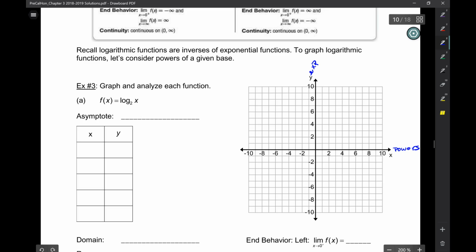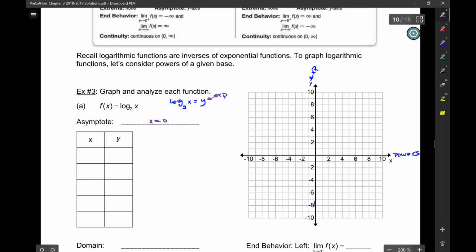If I write it this way, the same exponent, the same function, log base 2 of x equals y, what does the y represent? The exponents, right? Okay, so now, where is there going to be an asymptote? We said the asymptotes were vertical here, so it's going to be at x equals 0, right? So at x equals 0, this is going to have an asymptote.